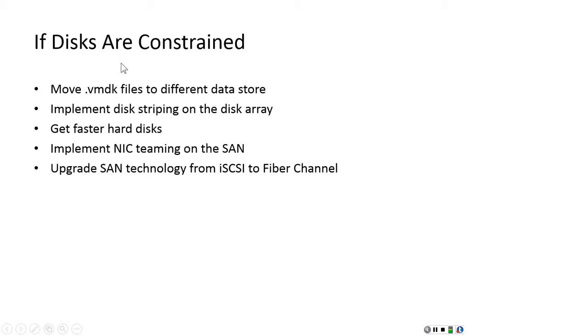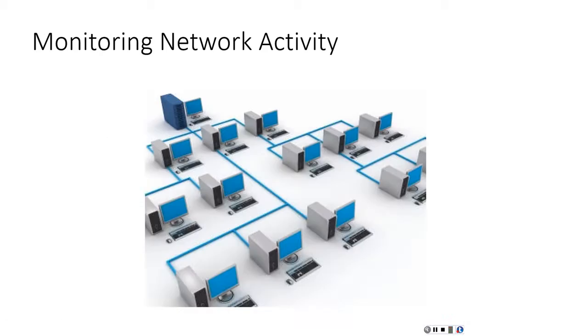So if we find that the disks are constrained, then we can move the virtual machine files to a different data store, or implement disk striping on the disk array, or get faster hard disks such as SSD. We could implement network interface card teaming on the storage area network, or we could upgrade the storage area network technology from iSCSI to fiber channel.